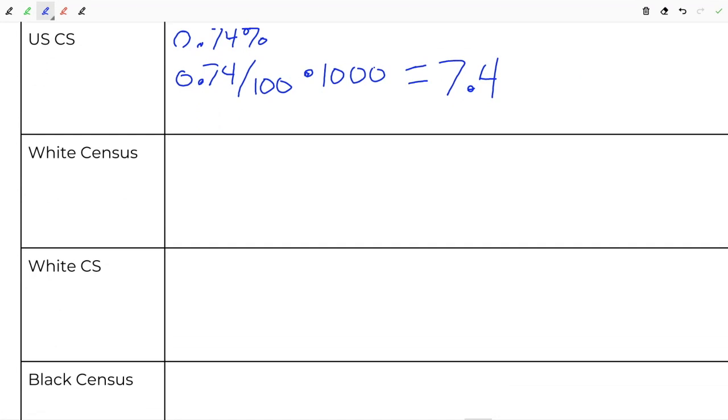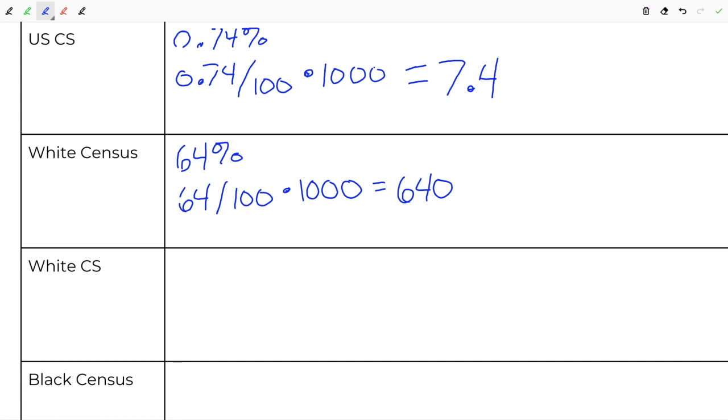And we want to find out how many of those people in the room are white. So your percentage of people who are white is 64% of the population in the US is white. So 64 per 100 times the 1,000 people in the room means 640 of them are white.